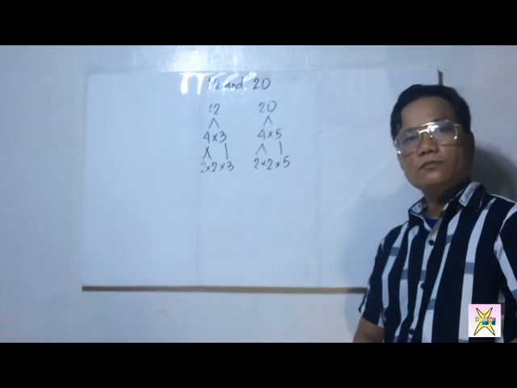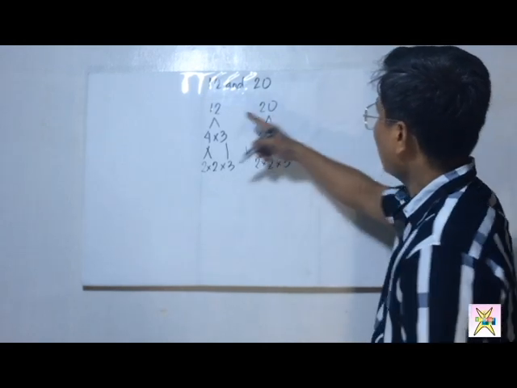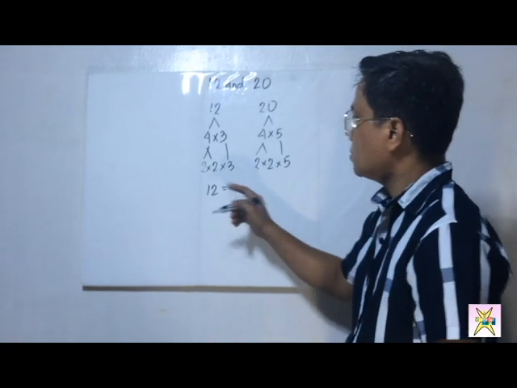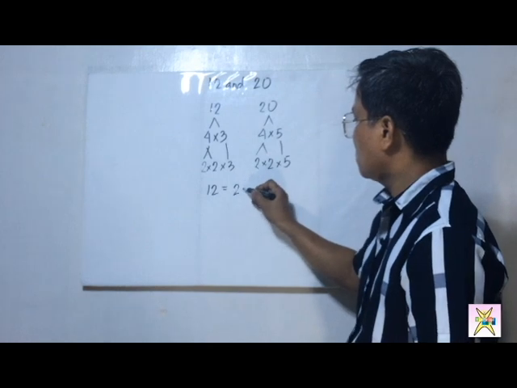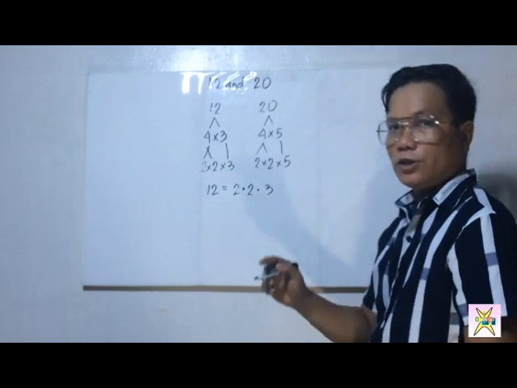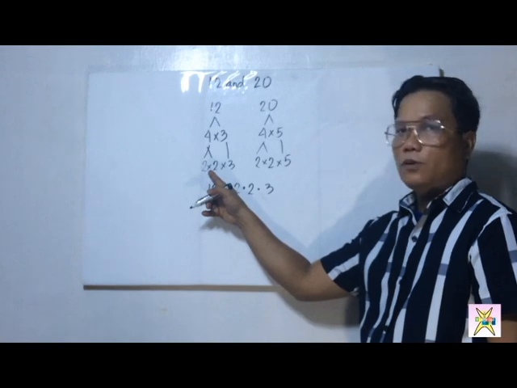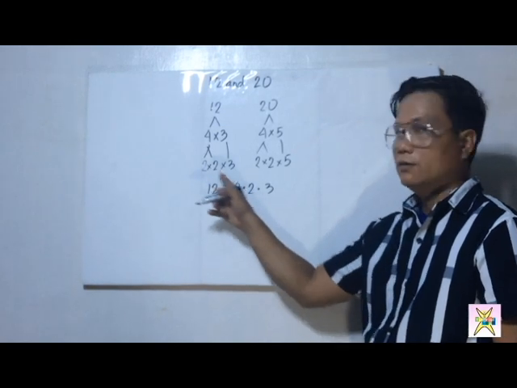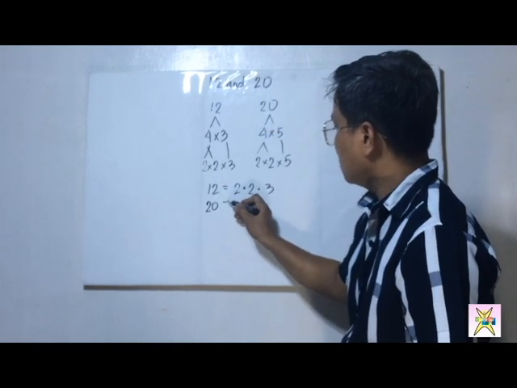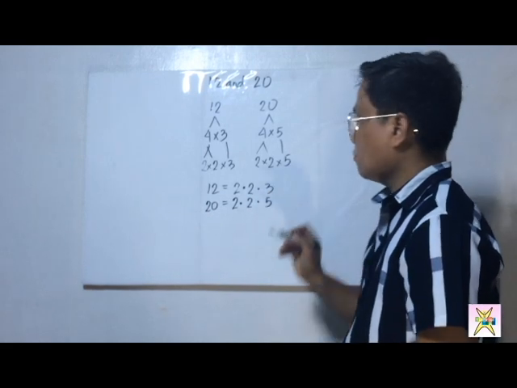After that, let's put this in a column. So we have 12. The factors of 12 are 2 times 2 times 3. As you notice, I use the multiplication sign, and the x and that are the same. Then 20 is equal to 2 times 2 times 5.